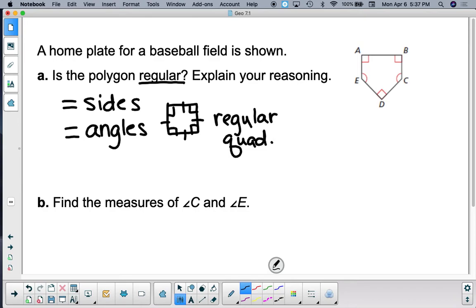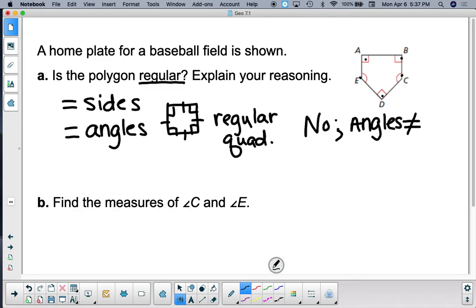All right, so looking at this, it's 5 sides. Are all 5 sides equal? I don't know. It doesn't look like it to me. Are all 5 angles equal? No. All right, these 3 are, right? Those are equal to each other, and these 2 are equal to each other, but they're not all 5 equal to each other. So this would be no. And you could just say angles are not equal.